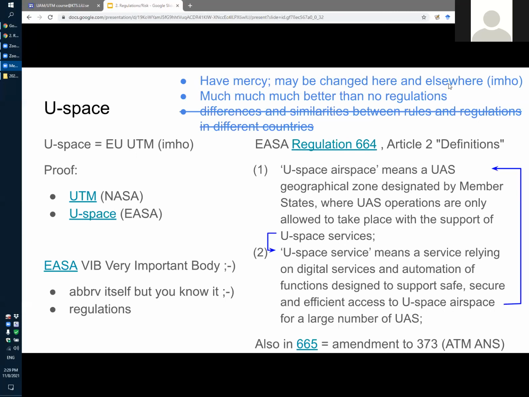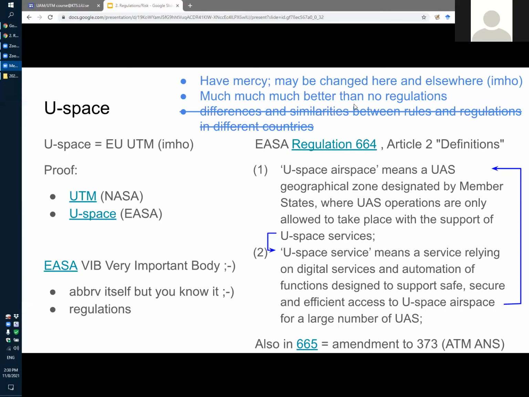And there are certain, I don't know if I should say gaps or certain questions within the regulations, in particular within Regulation 664. But definitely, having a regulation is much, much better than having no regulation at all, the state in which we were before April 2021.